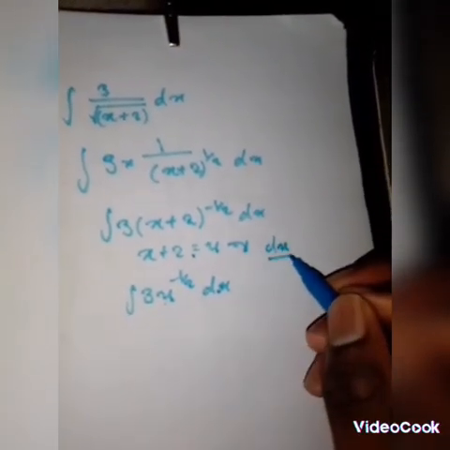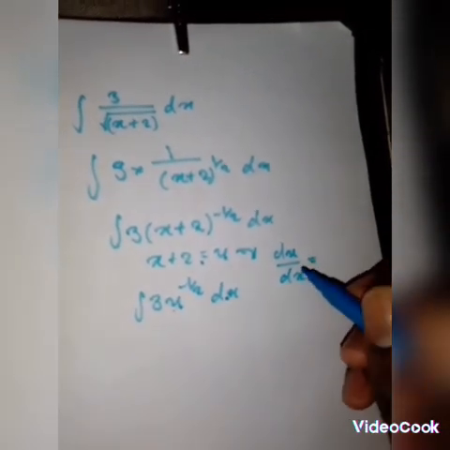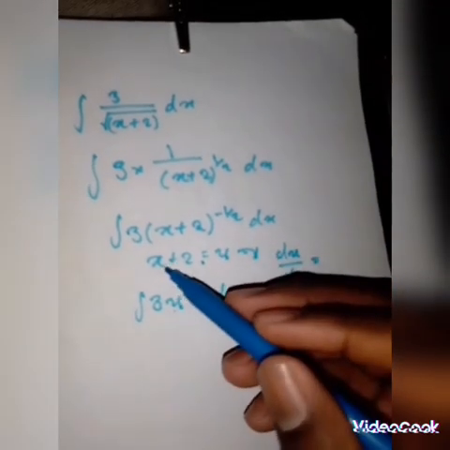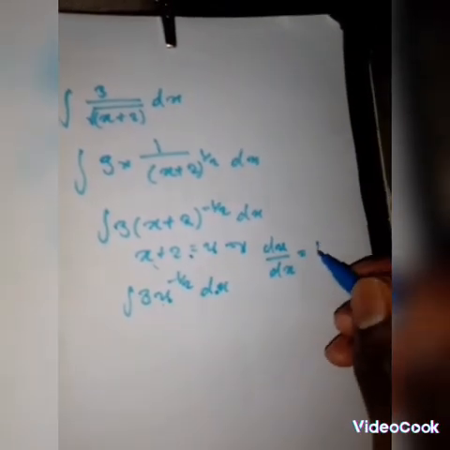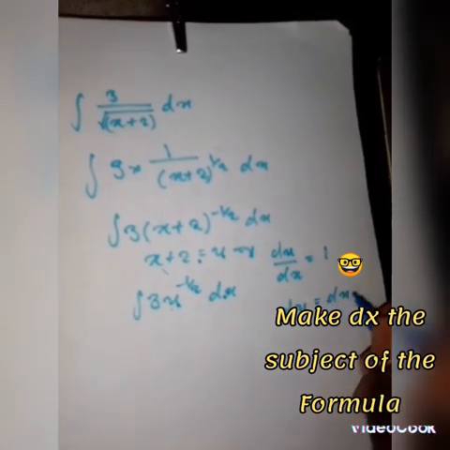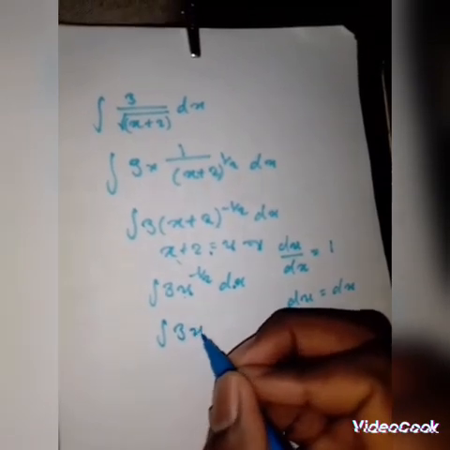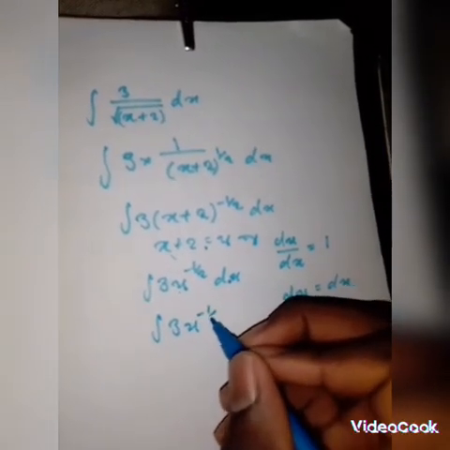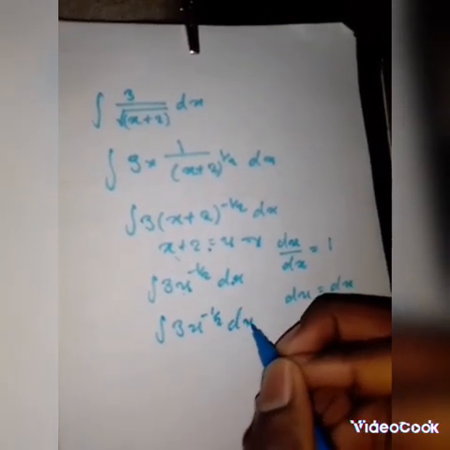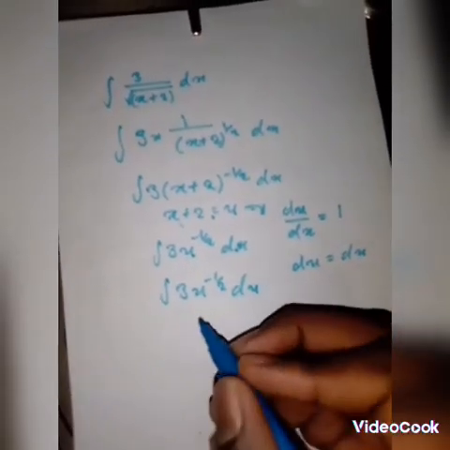So we're going to differentiate the equation that we found. That's going to be du/dx, and that's basically just a 1, since the derivative of x plus 2 is 1. Then we're going to multiply. Just treat them as variables. So that's going to give us du = dx, basically just the same thing. So we're going to say the integral of 3u raised to the power of negative 1 over 2 with respect to u.